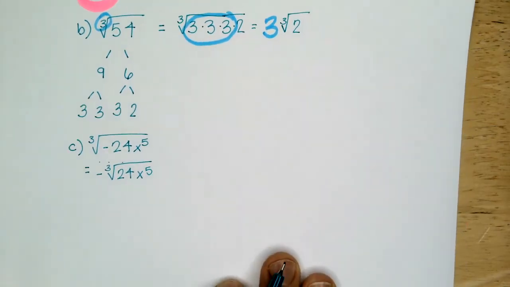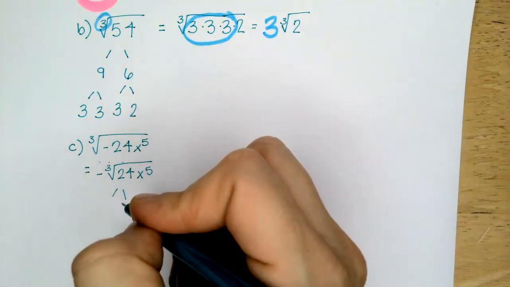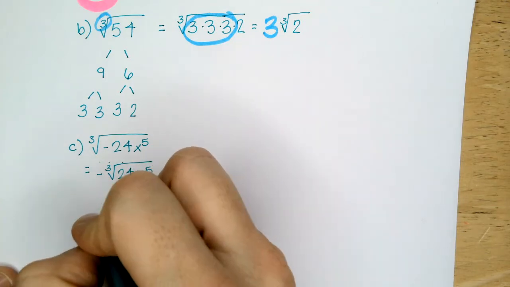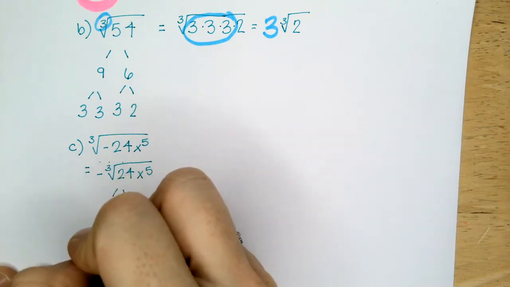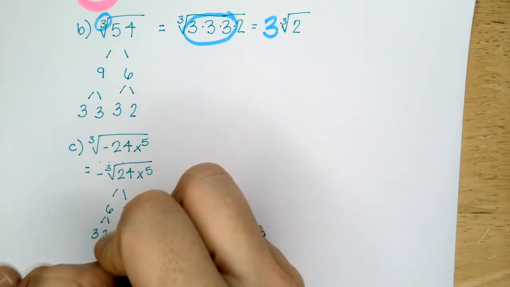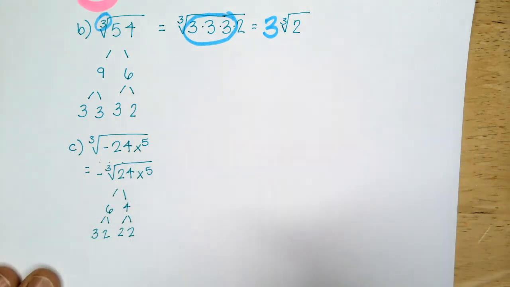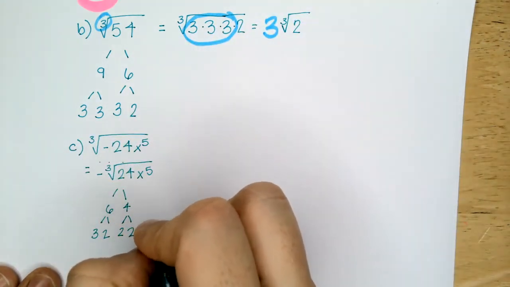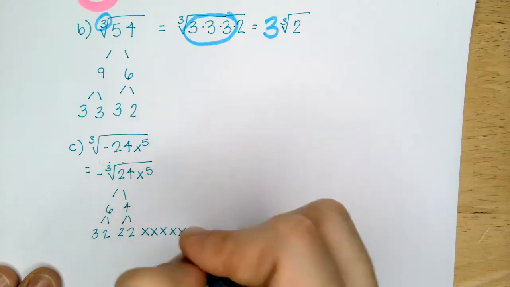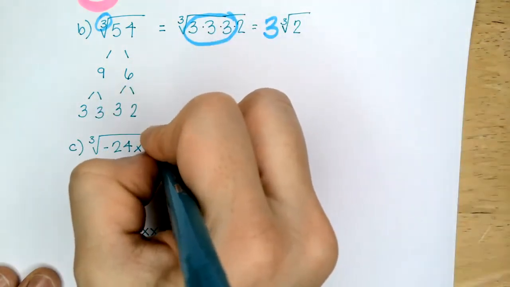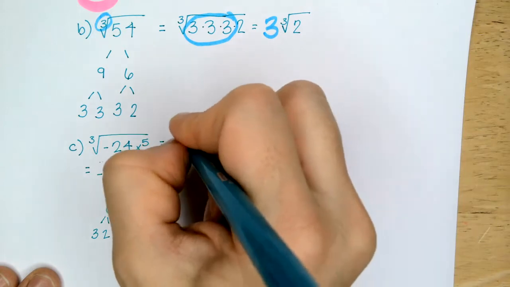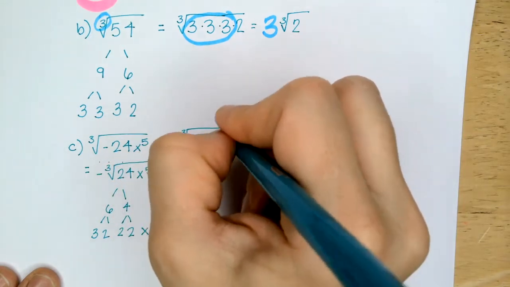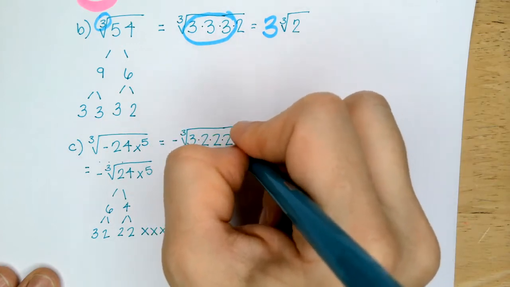Okay. Now 24 becomes what? What's a good way to do 24? 6 and 4? 6 becomes 3 and 2. 4 becomes 2 and 2, right? 3 times 2 times 2 times 2 will give me 24. X to the 5th just means I have 5 x's behind it, right? So I'm going to rewrite this as negative cubed root 3 times 2 times 2 times 2 times 5 x's.